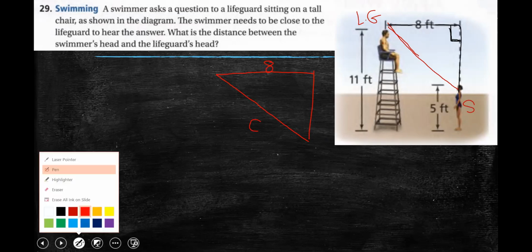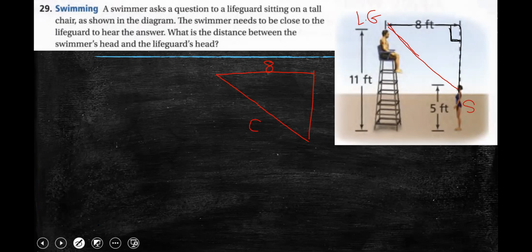How? Here, the length from the foot of the swimmer to the head is 5. And from the ground to the head of the lifeguard is 11. I want this distance here. It will be 6, teacher. How did you know it is 6? Subtract 11 by 5. Thank you, Jenna. 11 minus 5 is 6.